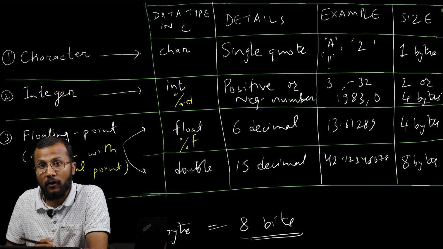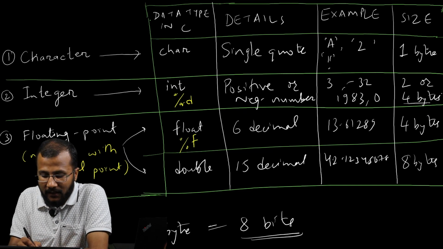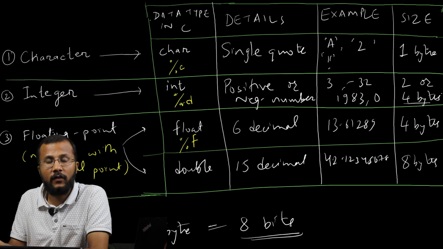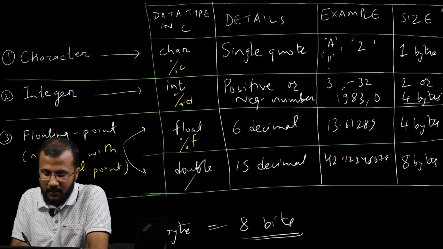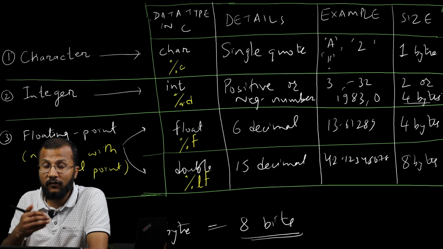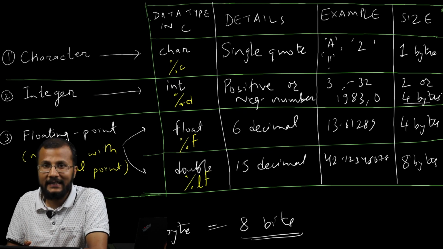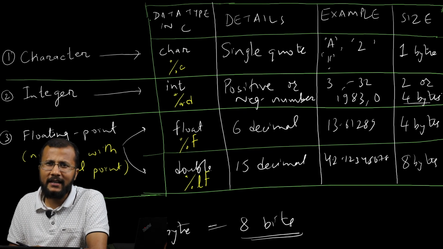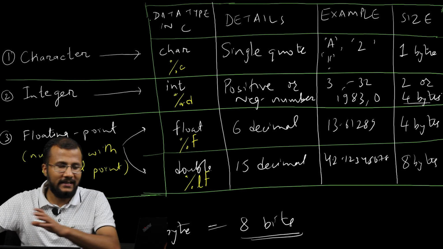Both of these we have seen in our previous lecture. Now for character it is %c, c stands for character, and for double it is %lf, small l, small f. Now these are the format specifiers for these data types. Okay, so now let's write a computer program to see how these data types work.